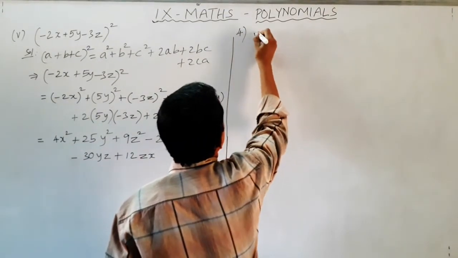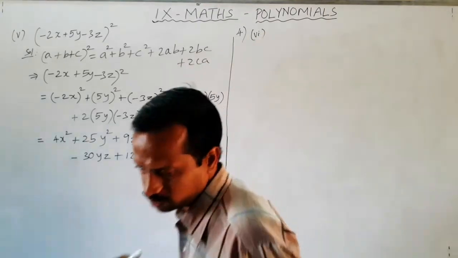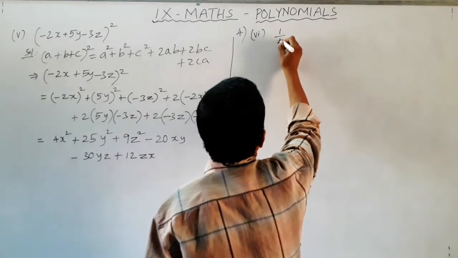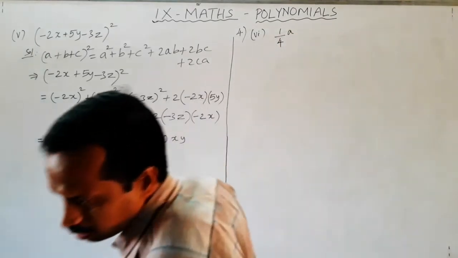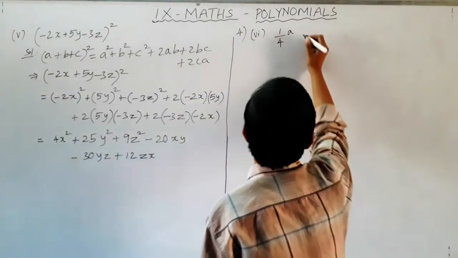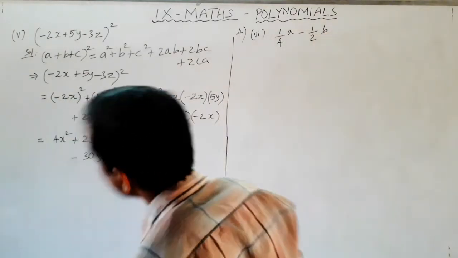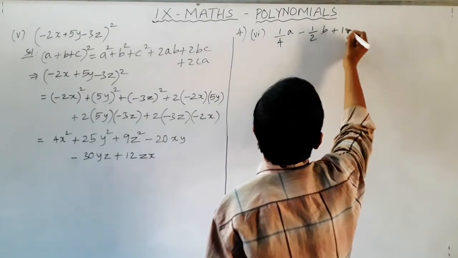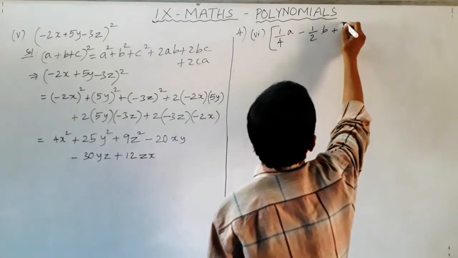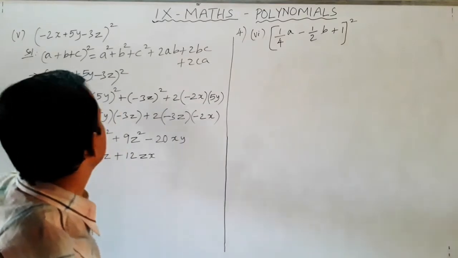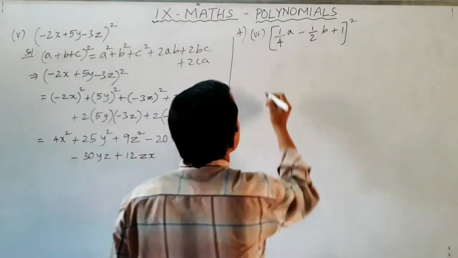Fourth question, option 6. You see what is given there? 1 by 4 a, fractions included, and then minus 1 by 2 b, and then plus 1 whole square. You see the square bracket is used here because fractions are included. Okay, so the same identity we are going to apply there.